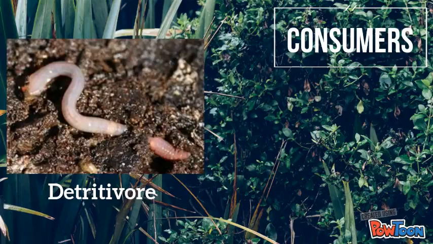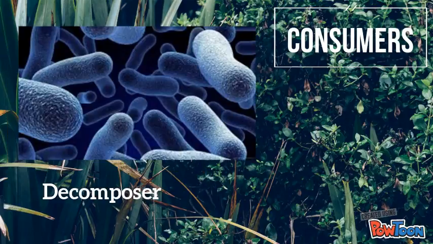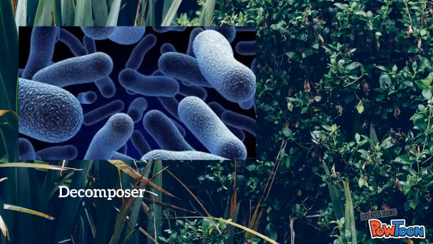Now we have decomposers such as bacteria and fungi. The decay caused by decomposers is part of the process that produces detritus, that are small pieces of dead and decaying plant and animal remains.